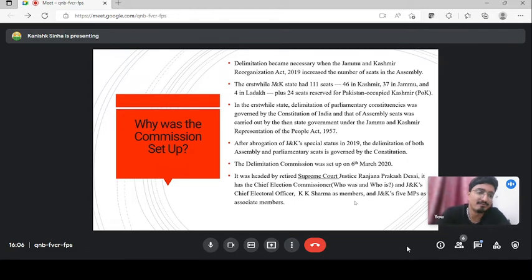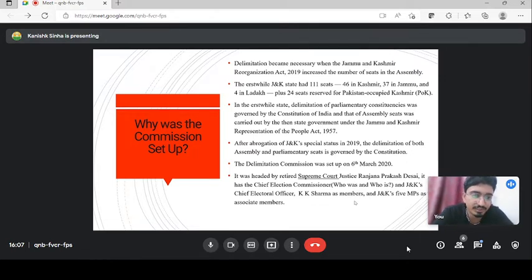Now let's understand why the commission was set up. As we all know, before 5th of August 2019, Jammu Kashmir had its own flag, its own constitution, and they were not governed according to our constitution. They had another act, the Jammu Kashmir Representation of the People Act, for the state's elections and assembly instead of our own elections act. Everything was different from us according to Article 370 and Article 35A, which granted special status to the state of Jammu Kashmir.